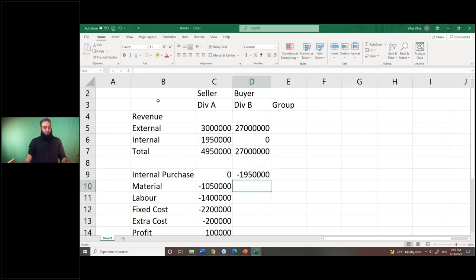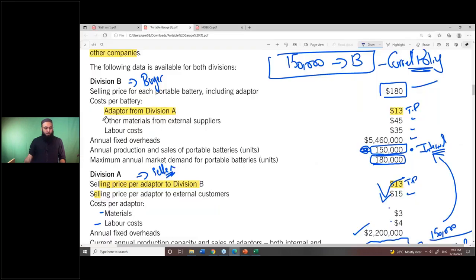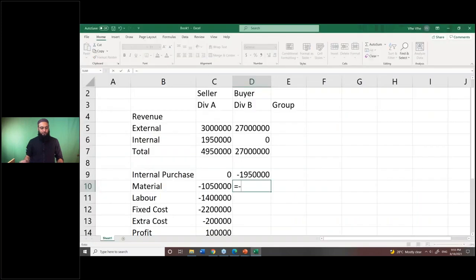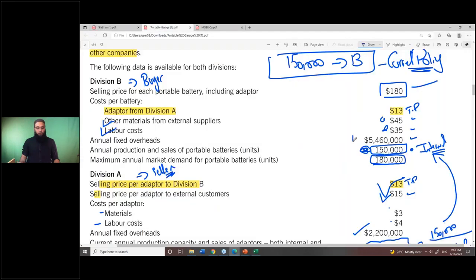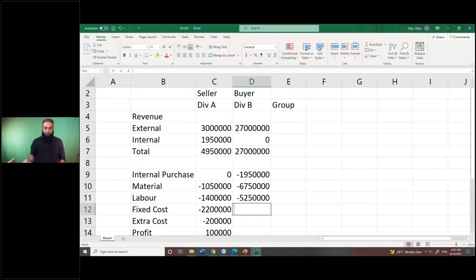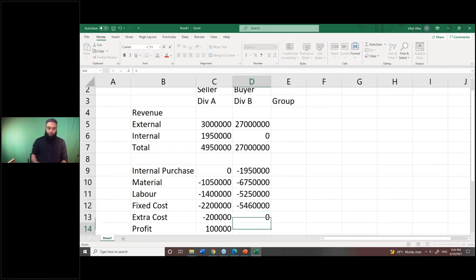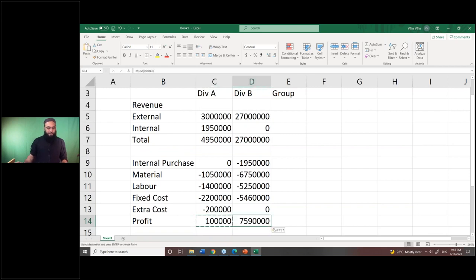Now, anything you buy from outside, other material and labor as well, 45 and 35. So let's work out: equals minus 45 into 150,000, equals minus 35 into 150,000. Righto? Any fixed cost you have? Yes, you have: minus 5460. Any extra cost you bear? No. So what's your profit? It's 7590.